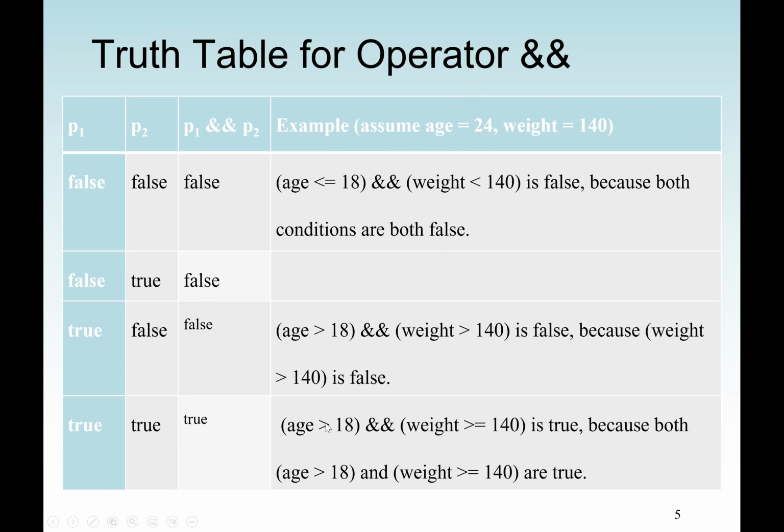The next one, we have age greater than 18, which is true because 24 is greater than 18, and 140 greater than or equal to 140, that's true also. So since both conditions are true, the output is true. Another example is age greater than 18 and weight greater than or equal to 140, which again is true.